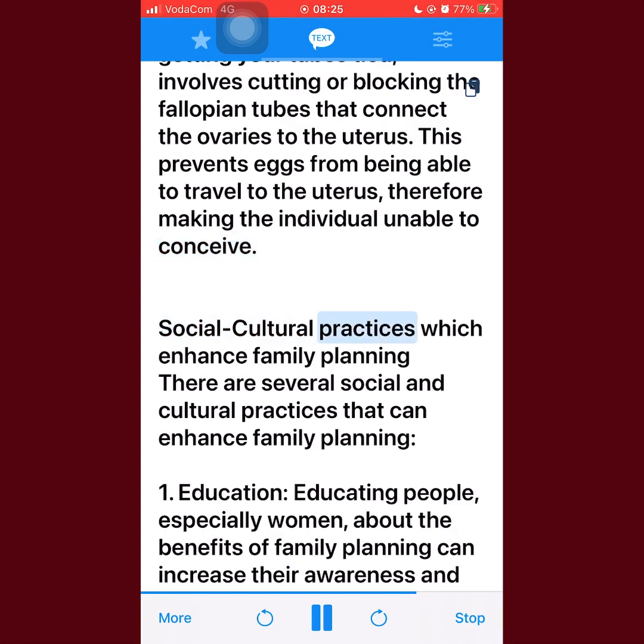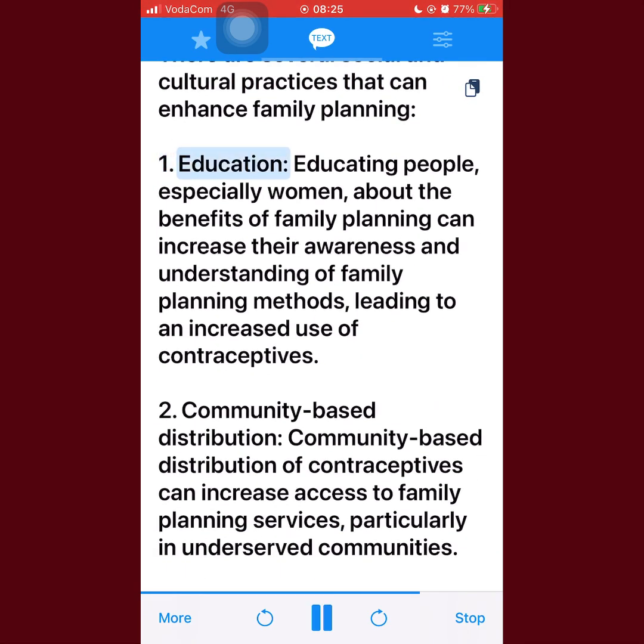Social cultural practices which enhance family planning. There are several social and cultural practices that can enhance family planning. 1. Education. Educating people, especially women, about the benefits of family planning can increase their awareness and understanding of family planning methods, leading to an increased use of contraceptives.